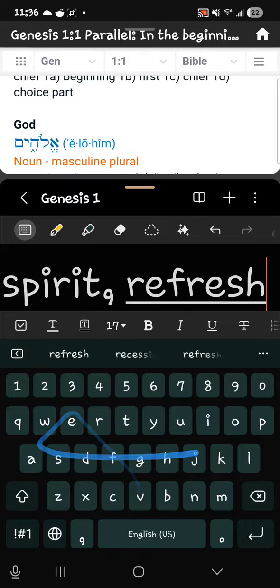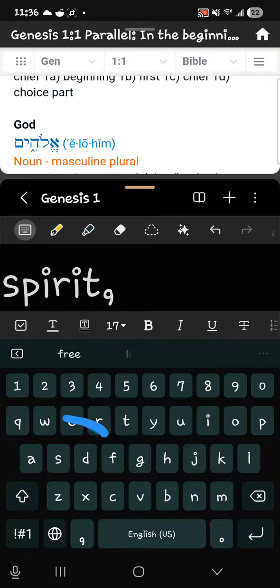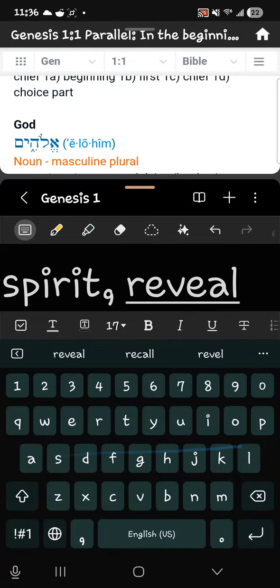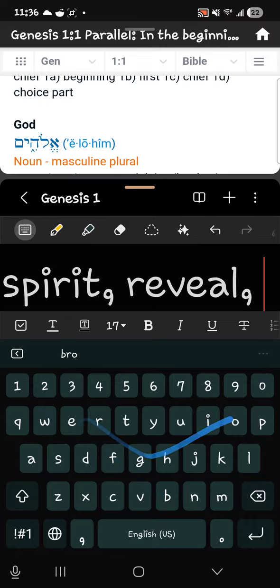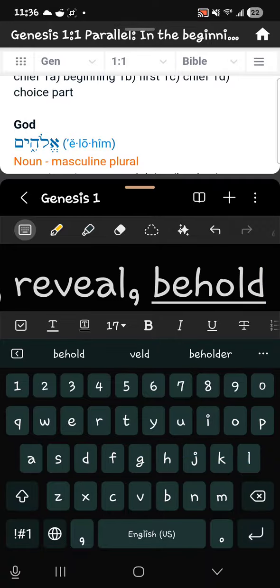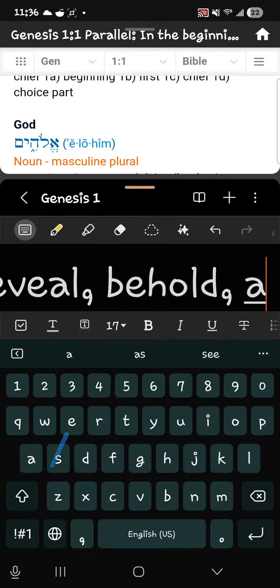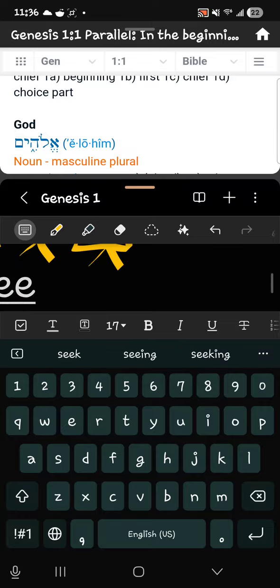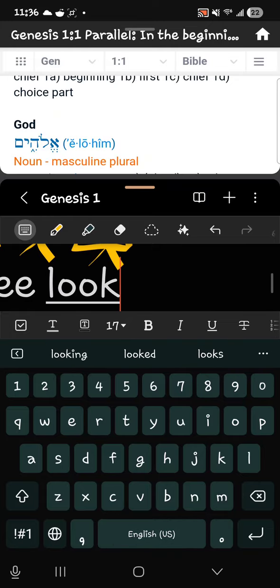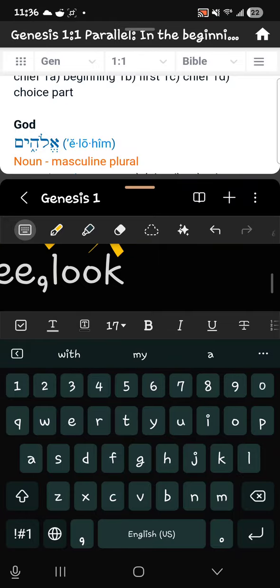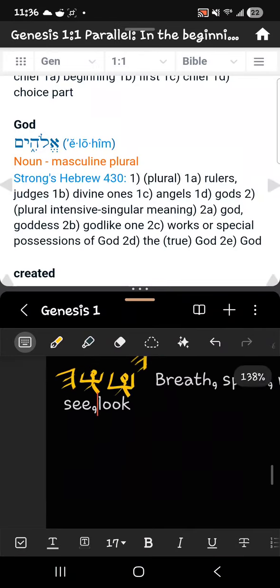Reveal. It could even be refresh if you wish. Behold. See. Look. Alright? All these things, and etc. Okay?